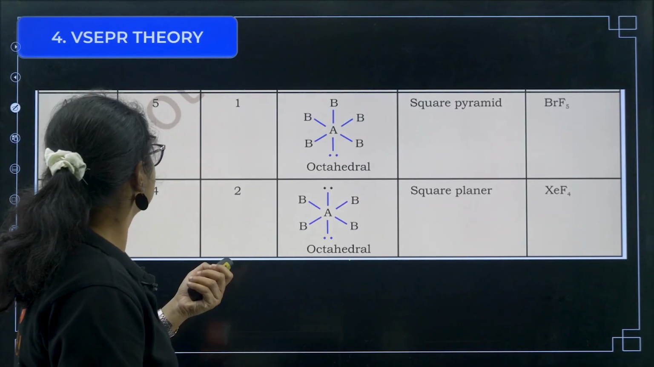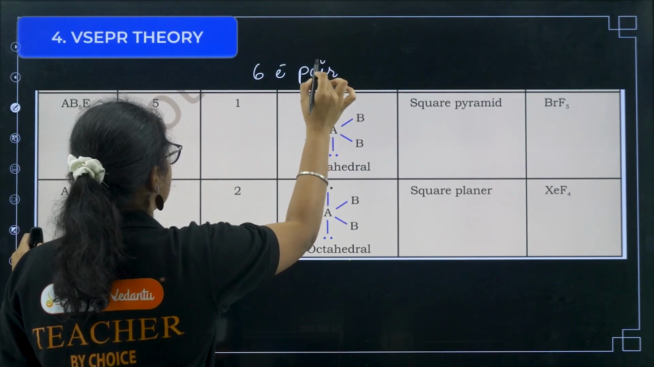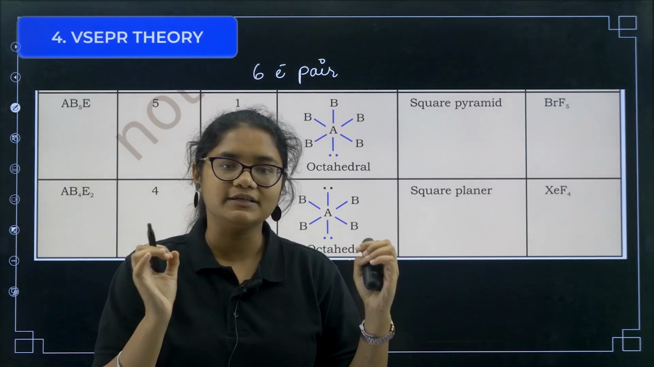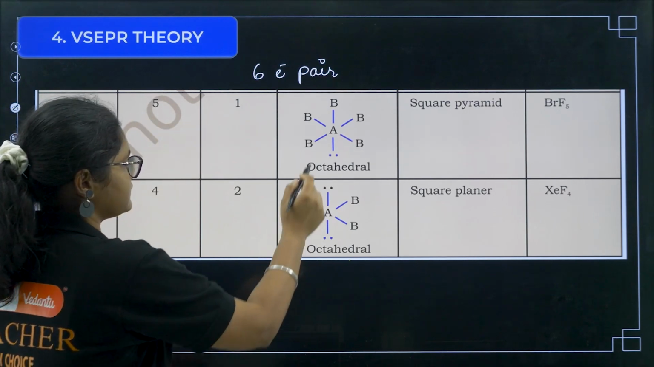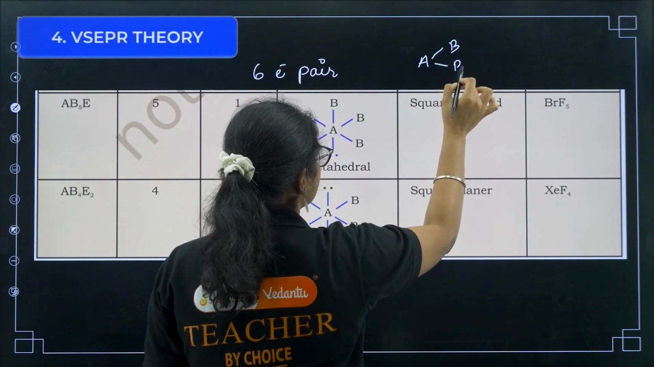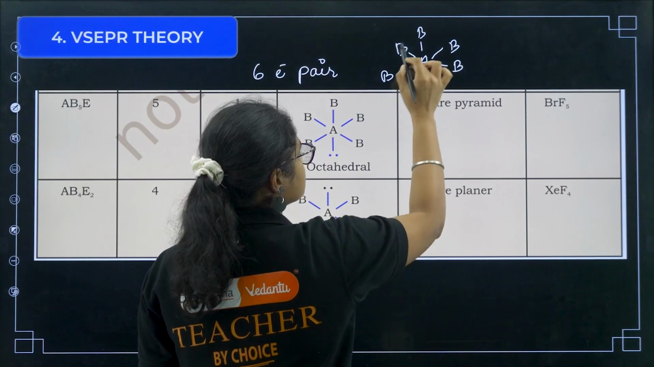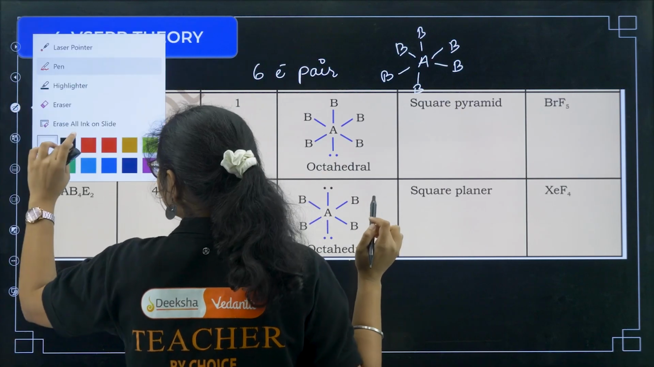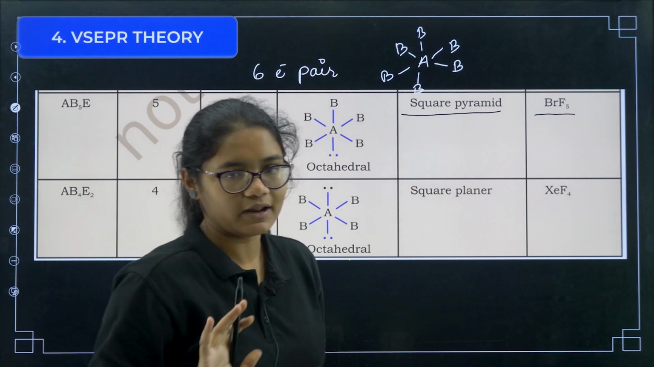Next, if we go to 6 electron pairs. Now 6 electron pairs was actually octahedral, right? The electron geometry is octahedral. But now if you have 5 bond pairs and 1 lone pair, it is like this. If there is no lone pair, then it is like this: 1, 2, 3, 4, 5 and 6, right? So you have here 5 bond pairs and 1 lone pair, then we call it square pyramidal, square pyramid, and the example here is BrF5.